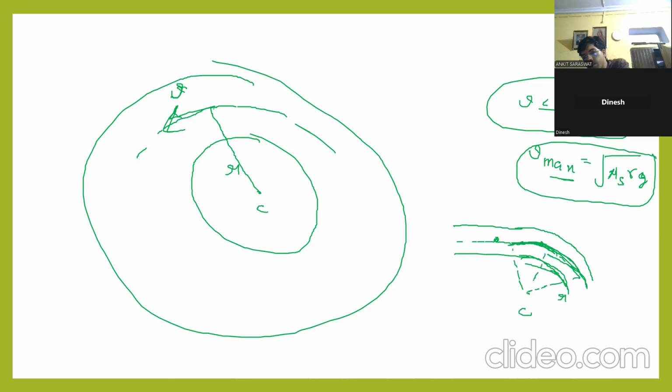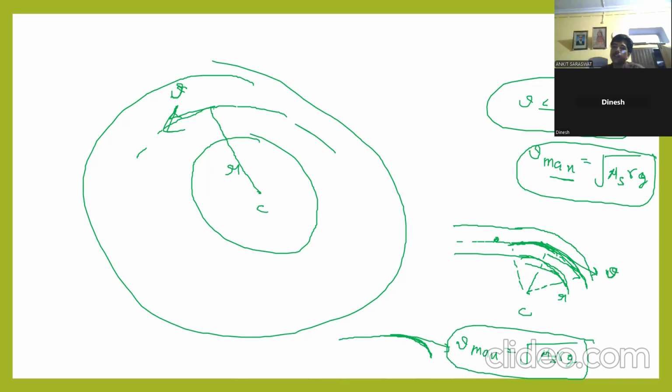So here, what should be the velocity of this car? Maximum can be under root mu s r g. Clear? So when a car is moving like this and it is taking a circular turn like this, then on the circular turn the maximum velocity must be under root mu s r g. Because mainly there is a problem on a turn. When you're taking a circular turn, there is more chance of accident. Clear? That is why this topic is here.